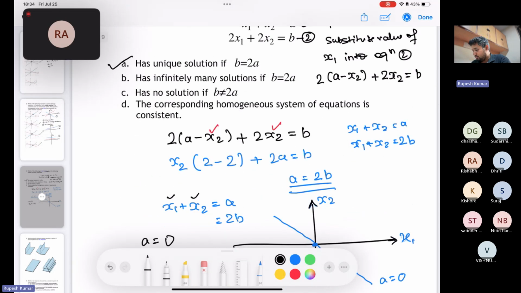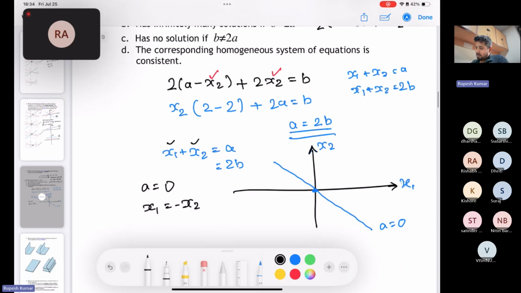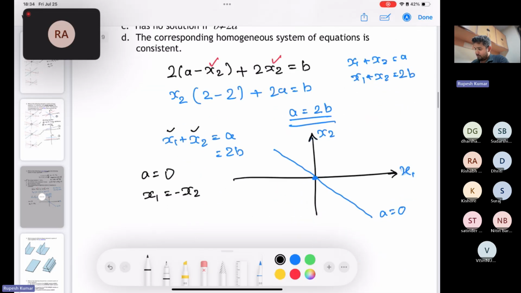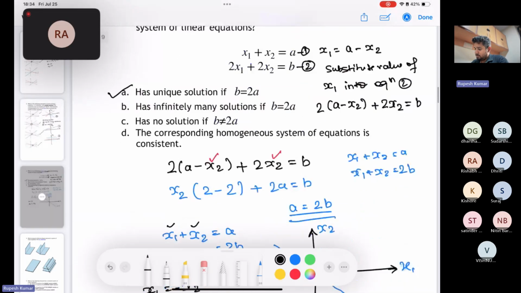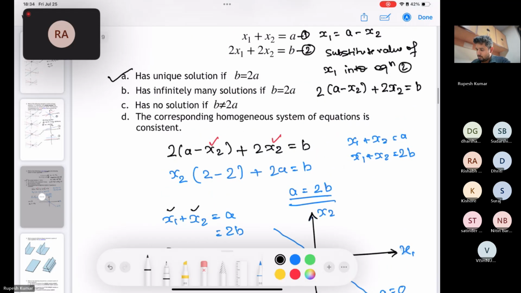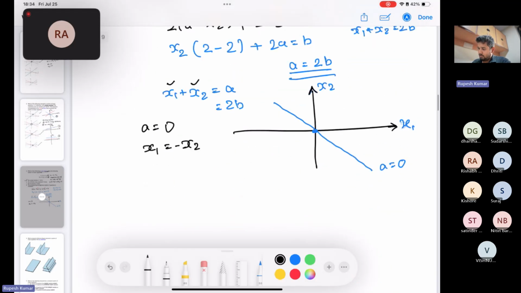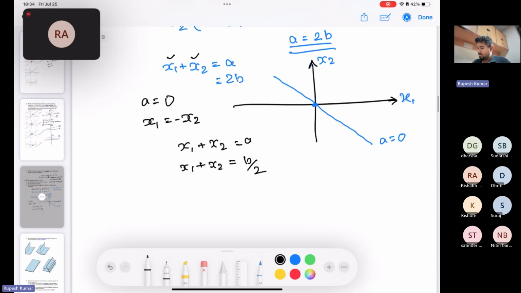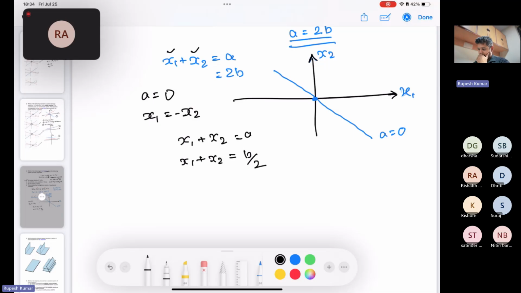Has no solution if b not equals 2a. So let's check for this. If b is not equal to 2a, then what do you get? Let's try to see through this. As b not equals 2a, then you will have x1 plus x2 equals a, and x1 plus x2 equals b by 2, right? So what can we say about this system of equations?